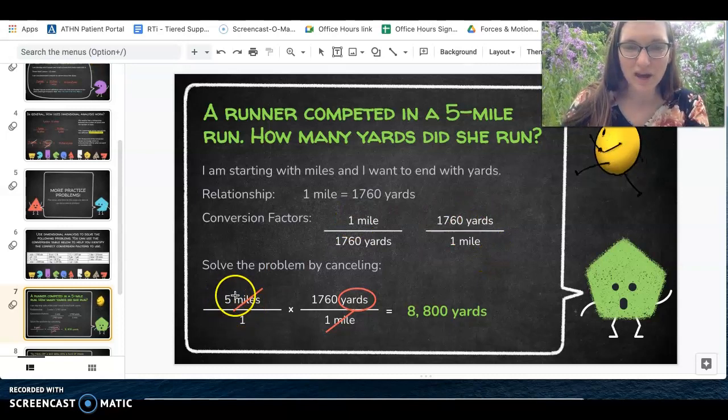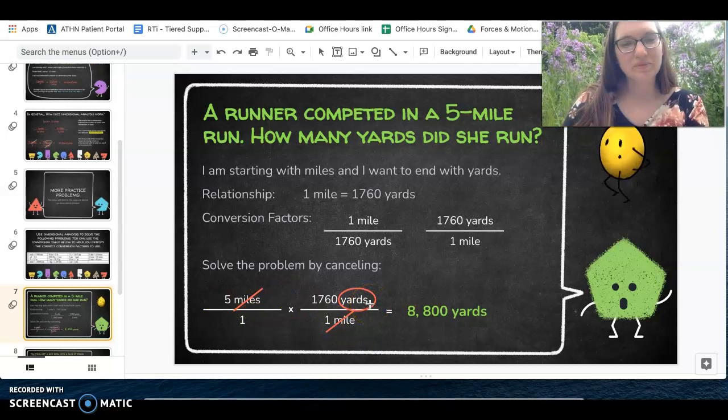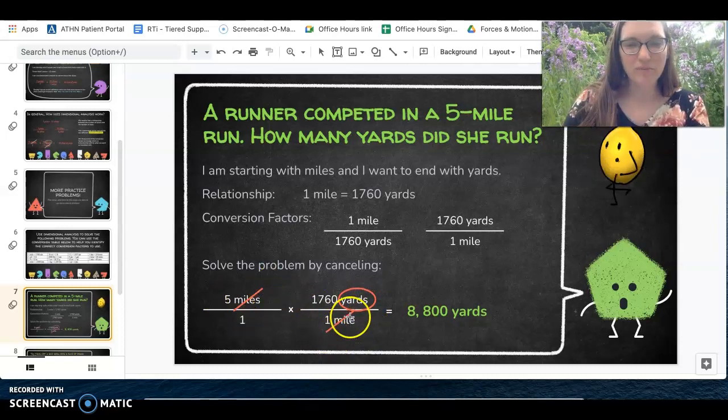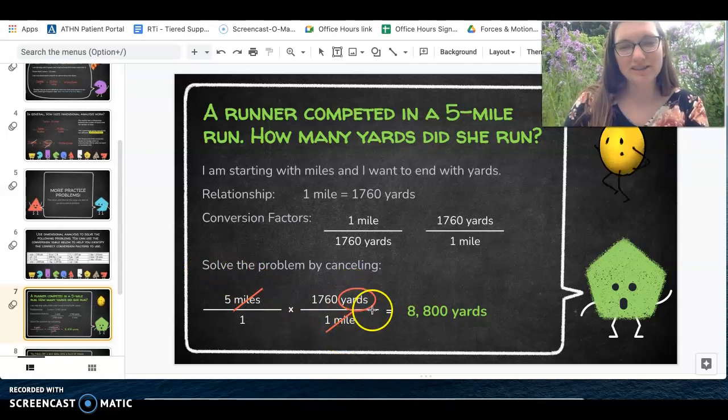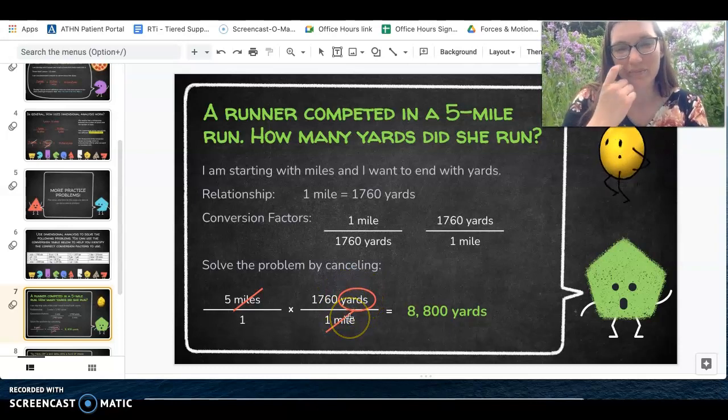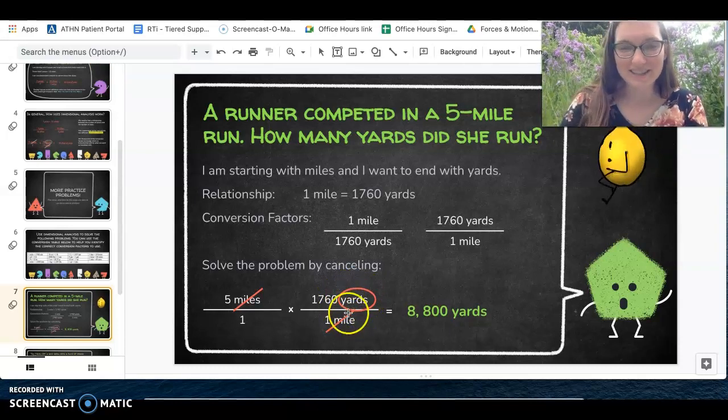So we're starting with 5 miles, and we want to get rid of miles and go to yards. So cross off miles, because we put them on opposite sides of the vinculum, and then we put yards up top here. We arrange that conversion factor so that the yards, the one we want to have, is not going to be canceled out, obviously. It's on the top.